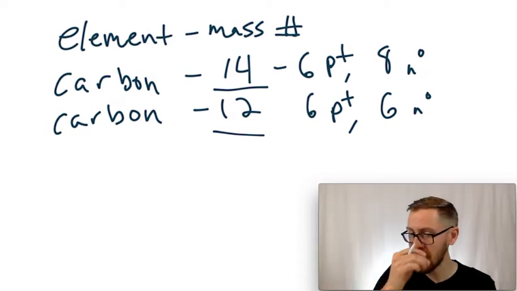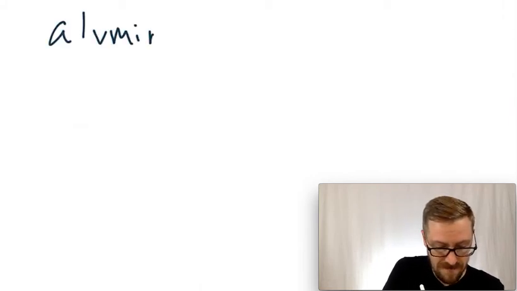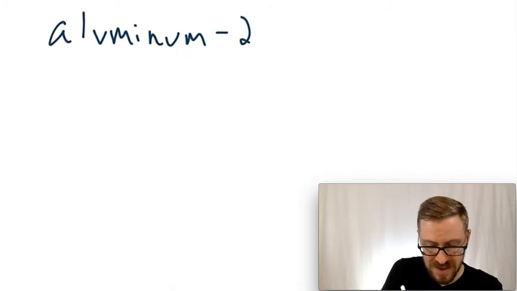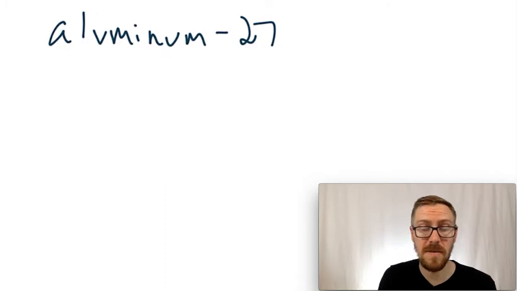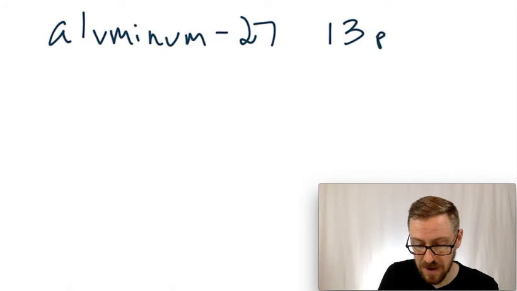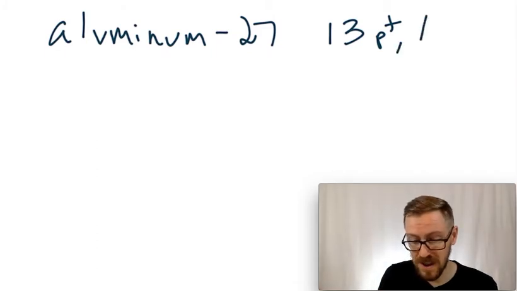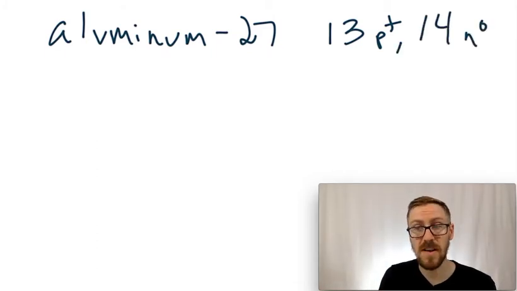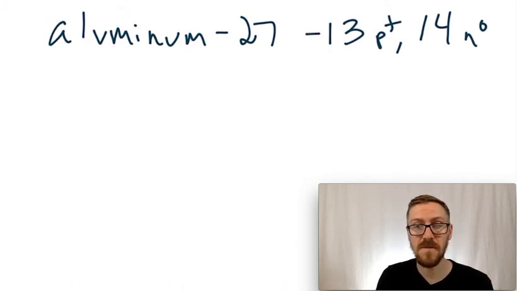I'll give you a slightly harder example. If you looked at aluminum-27, we'll say, on the periodic table. Well, if you find aluminum on the periodic table, you'll see that it has 13 protons, which means that the remaining 14 are neutrons. You take 27 minus 13 to find the number of neutrons.